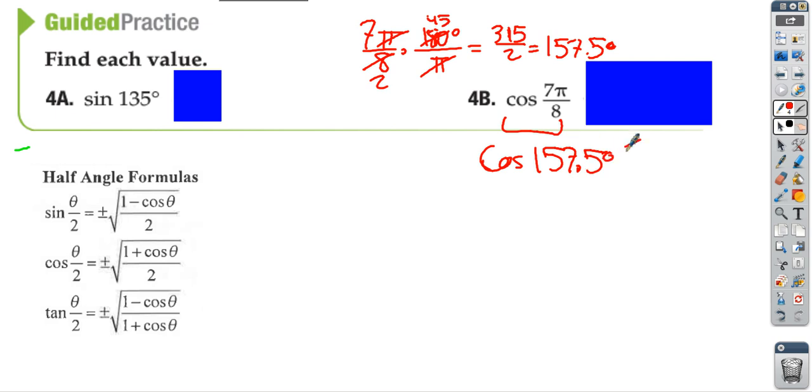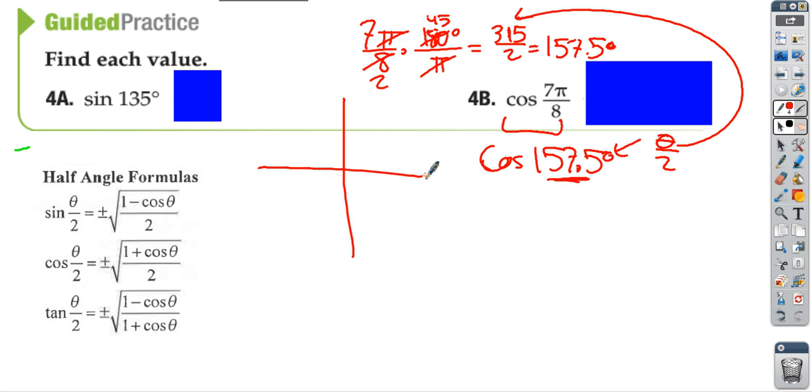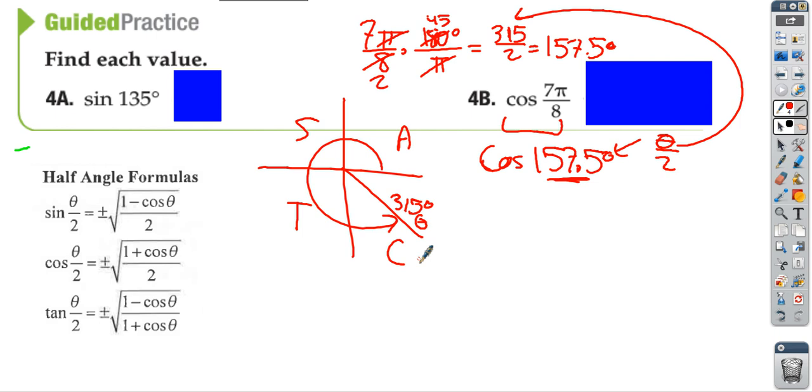And remember, this right here is theta over 2. So what was theta? Well, we kind of figured it out right here. Theta must have been 315 degrees. You could just take that and double it. So that's going to help us because we know that 315 degrees is right here. Okay, so that is theta, and theta is in quadrant 4, where only cosine is positive. And where is 157.5? 157.5 is in quadrant 2, where only sine is positive. Okay, so that gives us some more information.